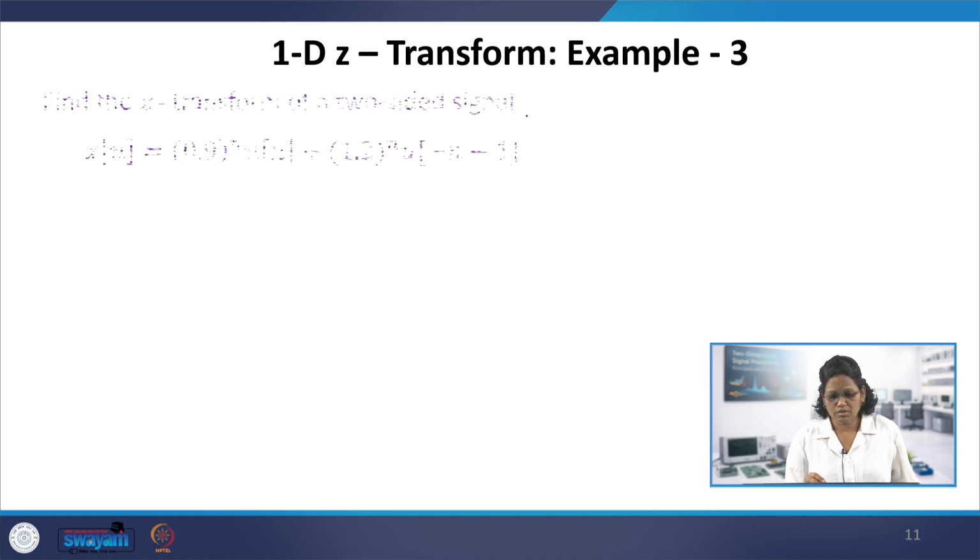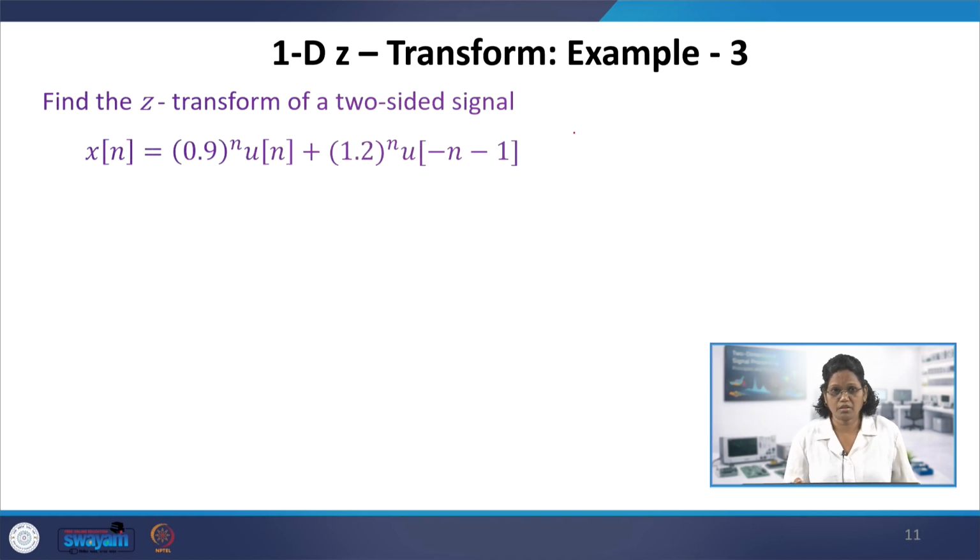So with this, we can take one more example, the left-sided, anti-causal sequence, and the right-sided sequence, which is a causal sequence we had taken. Now we combine both: the first one, a power n u of n, and this is a power n u of minus n minus 1. This is the right-sided causal sequence, and this is the left-sided sequence.